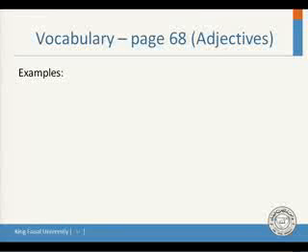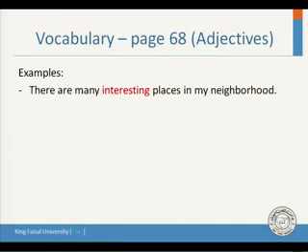Okay. Now let's do an exercise on the adjectives. The exercise is on page 68 in your books. Look at the examples. There are many interesting places in my neighborhood. What is the adjective? Interesting. And the noun, places. Today is a beautiful day. What's the noun? Day. The adjective, beautiful. A beautiful day.